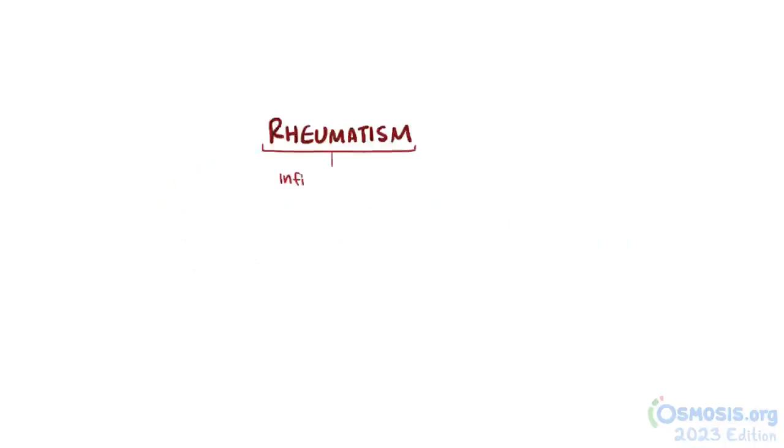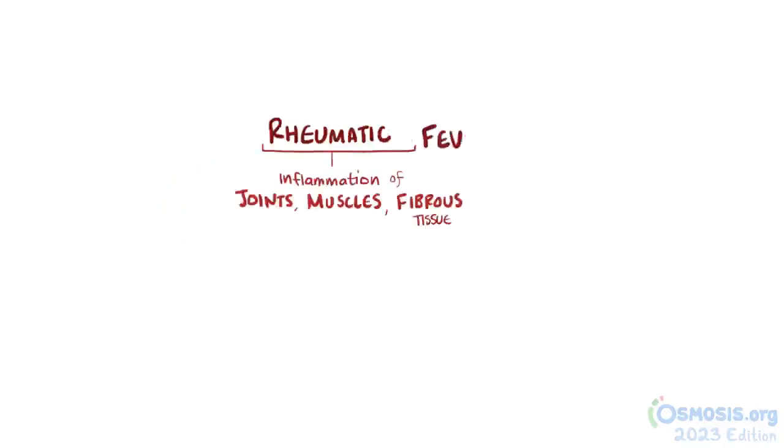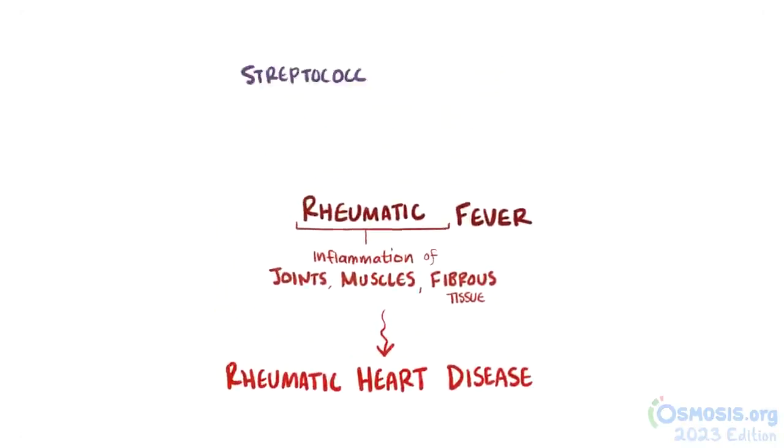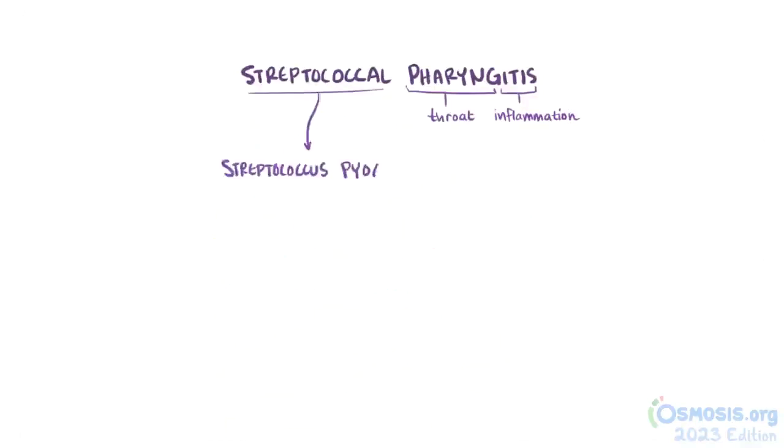Rheumatism is used to describe inflammation in the joints, the muscles, and the fibrous tissue. So, rheumatic fever is a type of inflammatory disease that can damage the heart tissue and lead to rheumatic heart disease. Rheumatic fever develops after streptococcal pharyngitis, inflammation of the throat due to Streptococcus pyogenes, where pyogenes literally means makes pus.